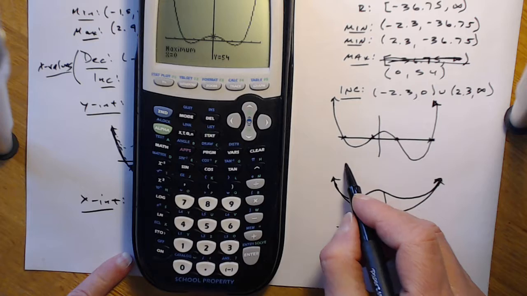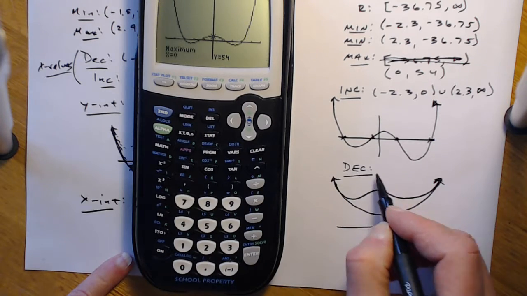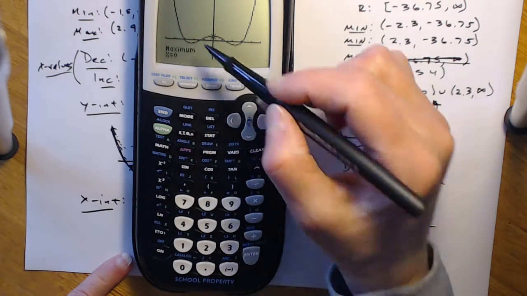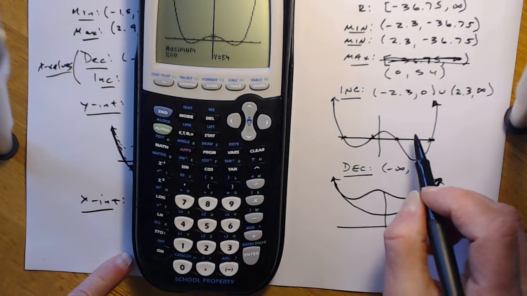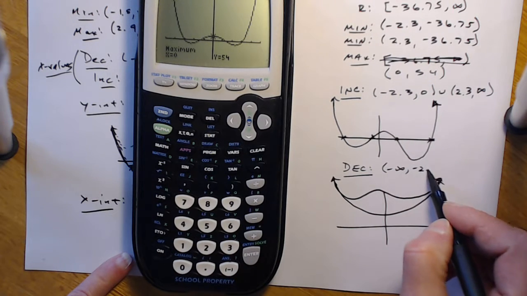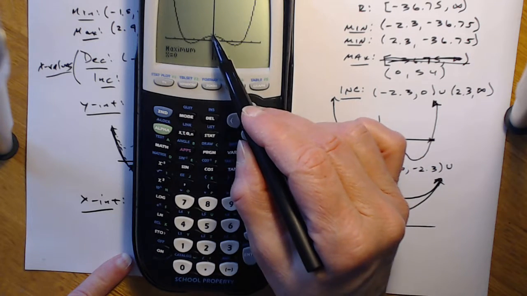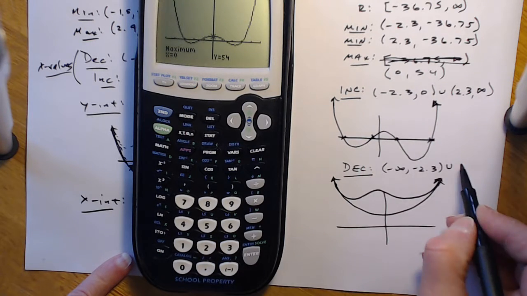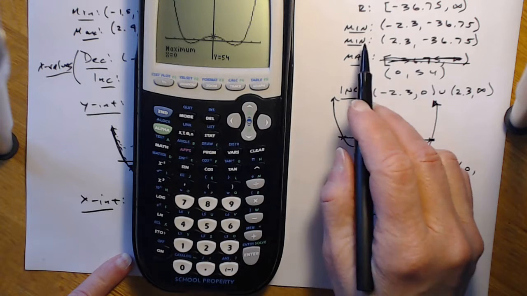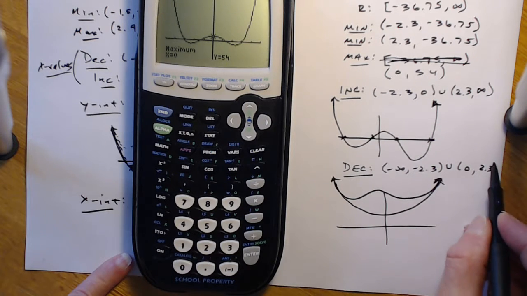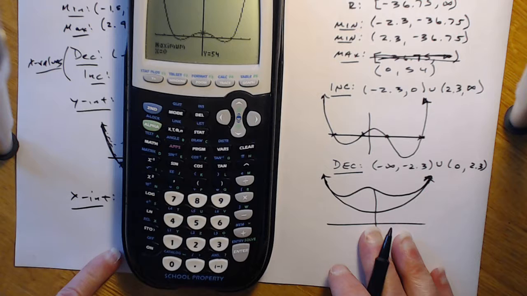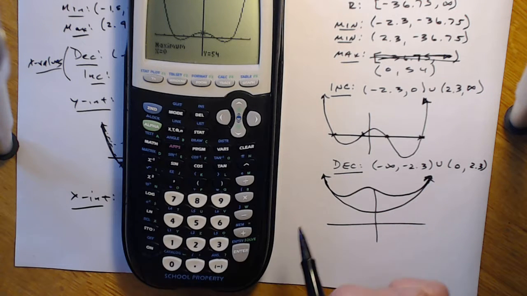Okay. For decreasing, right, it's decreasing until you get to the first minimum. So from negative infinity until the first minimum, which is at negative 2.3. It also decreases this little piece right here, from the max to the second min. From the max, which was at x equals 0, to my second min, which is at 2.3. Okay. Remember, increasing, decreasing intervals are always x intervals.